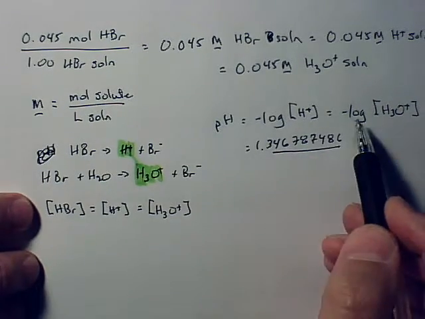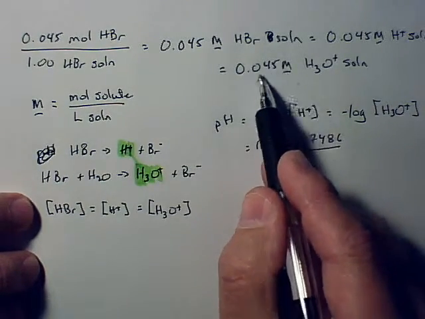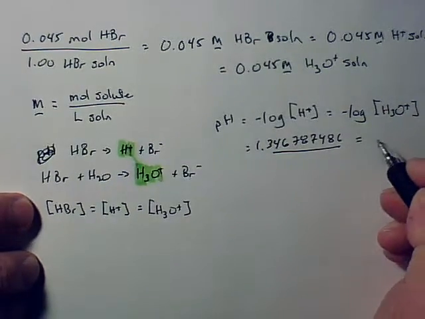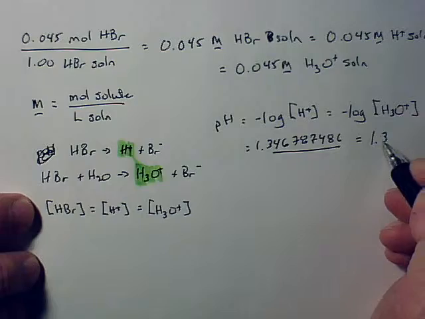So since I had 2 digits in my initial measurement of molarity, I'm going to have 2 digits in the pH. I'm going to say the pH is 1.3.